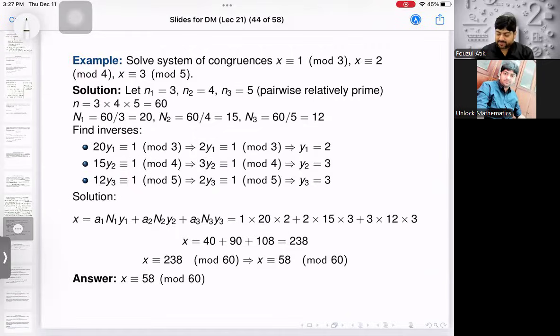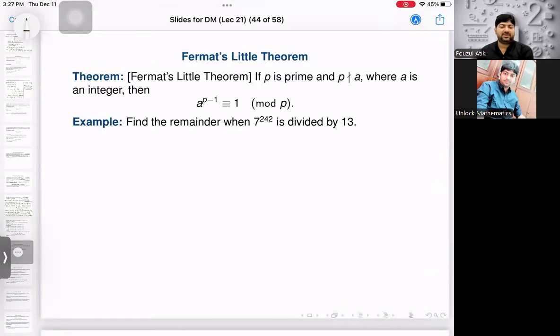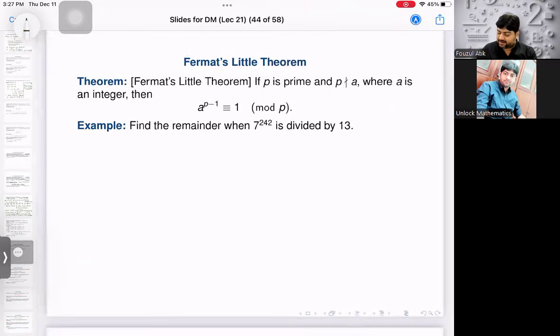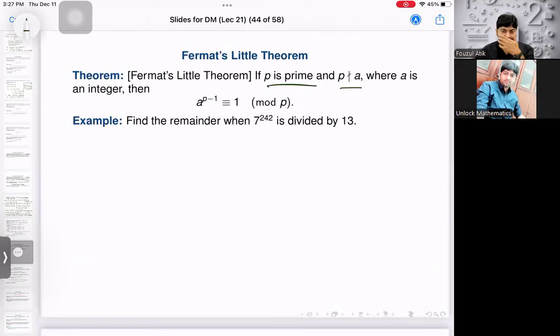Now next we'll discuss Fermat's little theorem. What Fermat's little theorem says is that if p is a prime number and p does not divide a, where a is any integer, then a to the power p minus 1 is congruent to 1 modulo p.